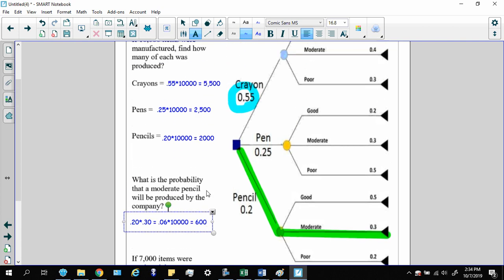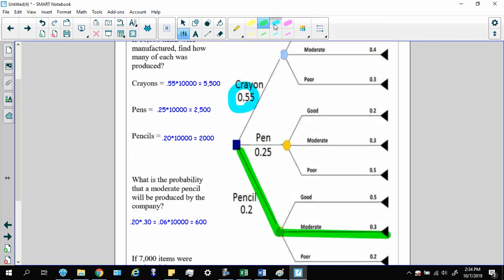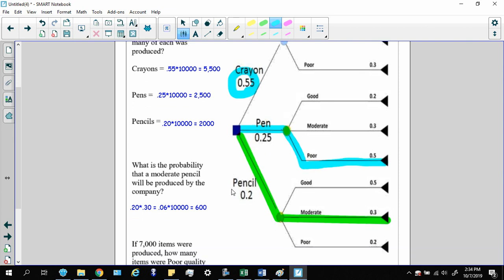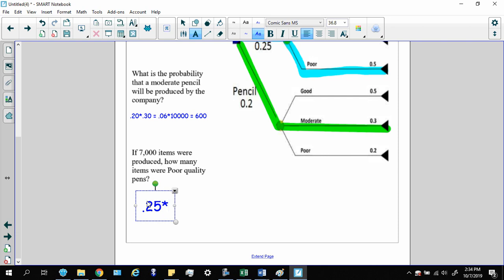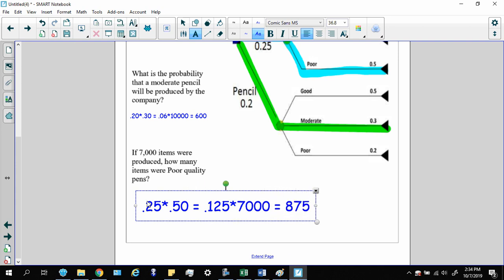If 7,000 items were produced, how many items were of poor quality? Poor quality pins. All right, so poor quality pins, I'm just going to use blue here. Pin, there's a 25% chance. There's a 50% chance of it being poor. Whew, it's not a good company. So I can make this a little bigger here. Let's see, that's 0.25 times 0.50 equal, I believe it's going to be that right there. Let me check. Awesome. And I'm going to times that by 7,000. 875 pins, or actually 4 pins.